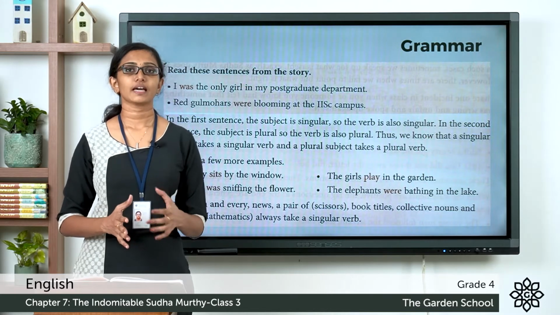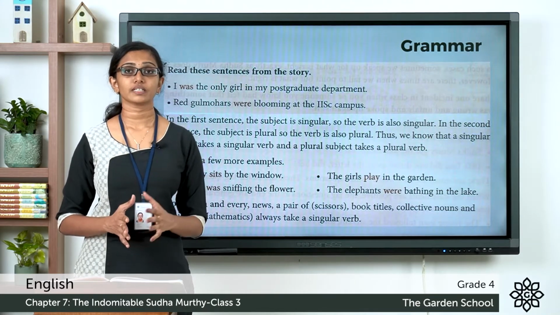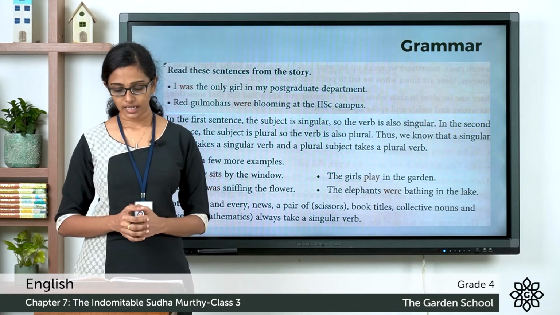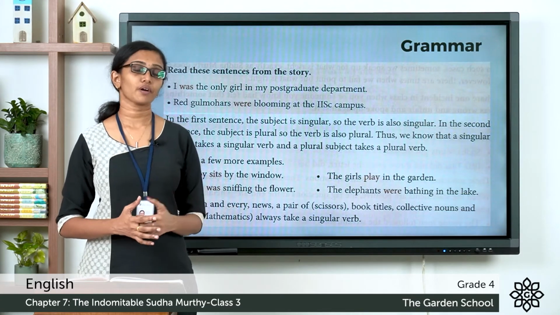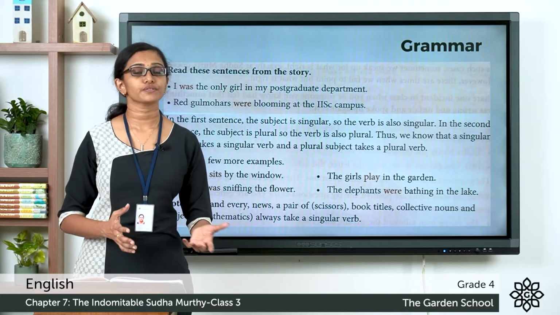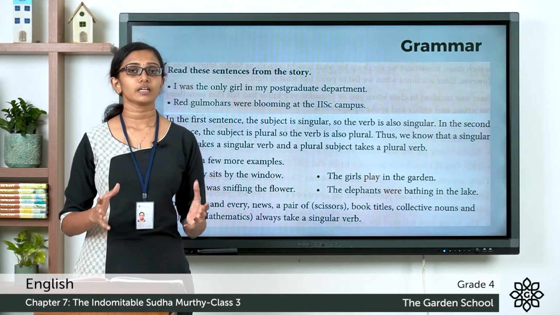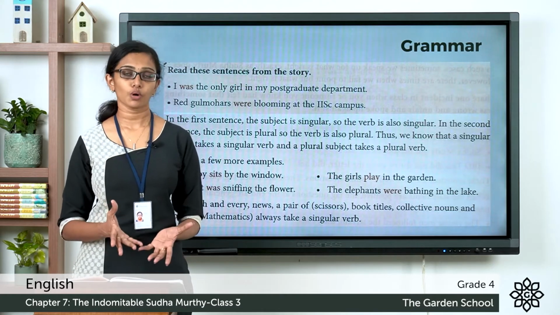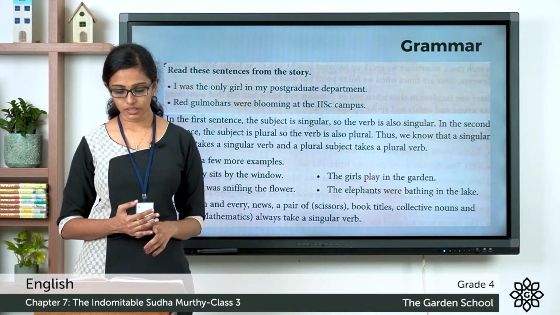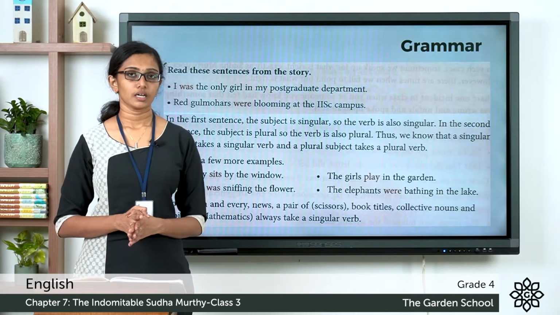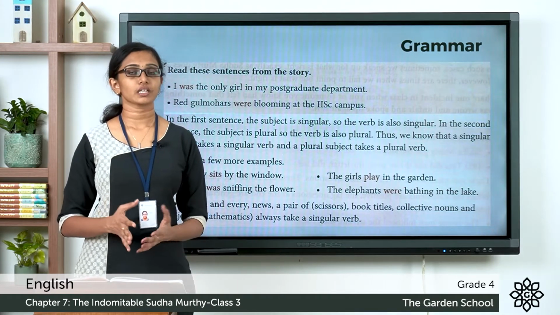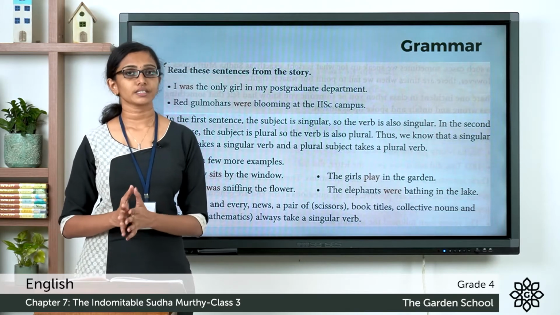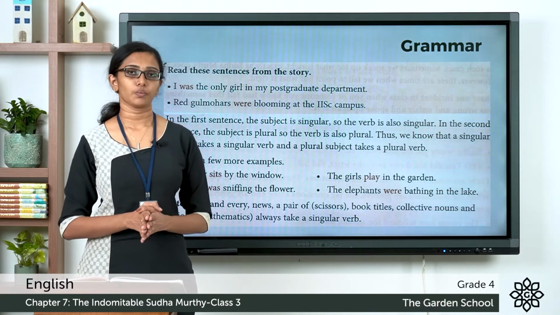And news, we say there is news. We don't say there are news. So news is also considered a singular subject. We say there is a pair of scissors, a pair of shoes. A pair of is also considered singular. When you say the name of books, book titles, and when you say collective nouns and subjects, the name of subjects like mathematics, English, all these are considered as singular subjects. So in those cases, the verb should also be a singular verb.